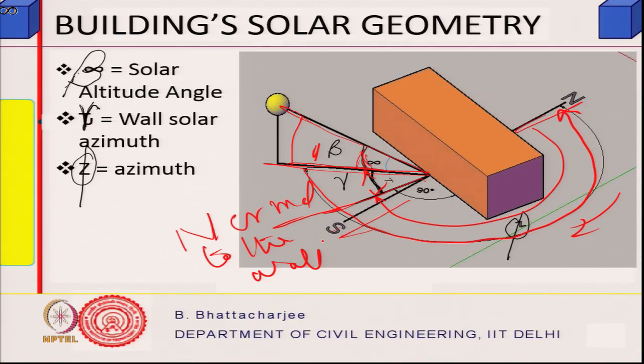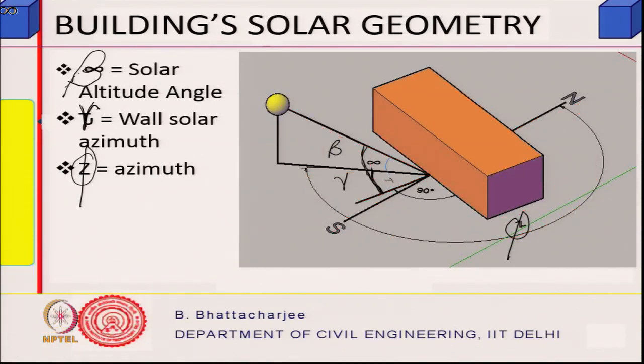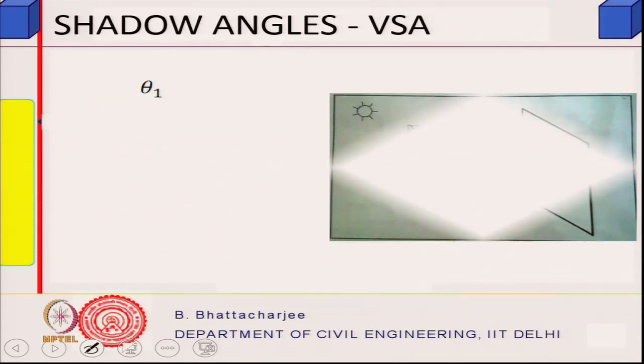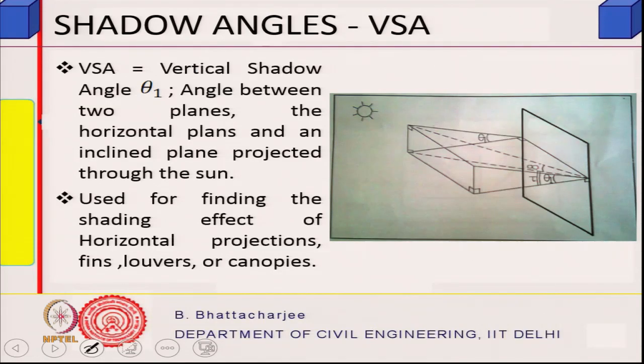Since we have used the earlier notation beta, gamma and phi, I would like to concentrate on the same notation even now, and that is why I have changed this, although my slide said something different. Now, vertical shadow angle: we have used epsilon earlier as an angle between two planes, the horizontal plane and an inclined plane projected through the sun. So, what is vertical shadow angle?